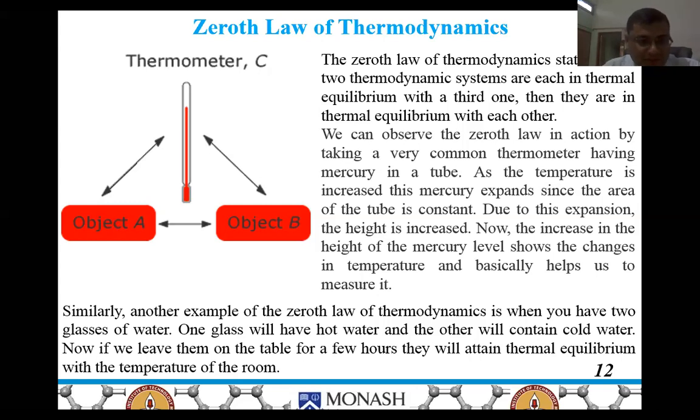Similarly, another example of the Zeroth law of thermodynamics is when you have two glasses of water. One glass has hot water, the other has cold water. Now we leave them on the table for a few hours. The hot water will come to room temperature, and the cold water will also come to room temperature, and they will be in thermal equilibrium with the temperature of the room after some time.